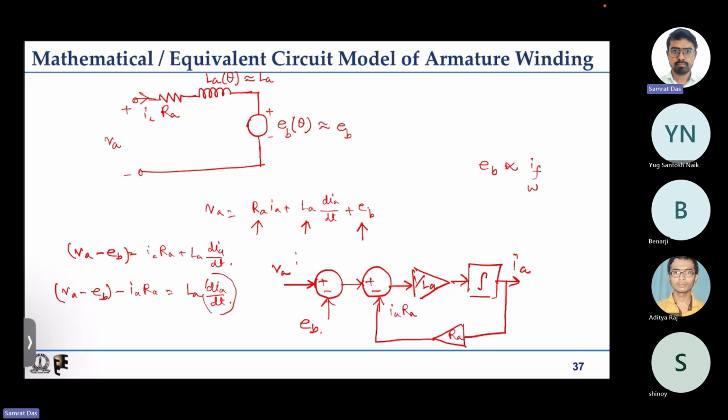This is the model of the armature winding. Sir, can't we write it in the form of 1 by S LA plus RA?